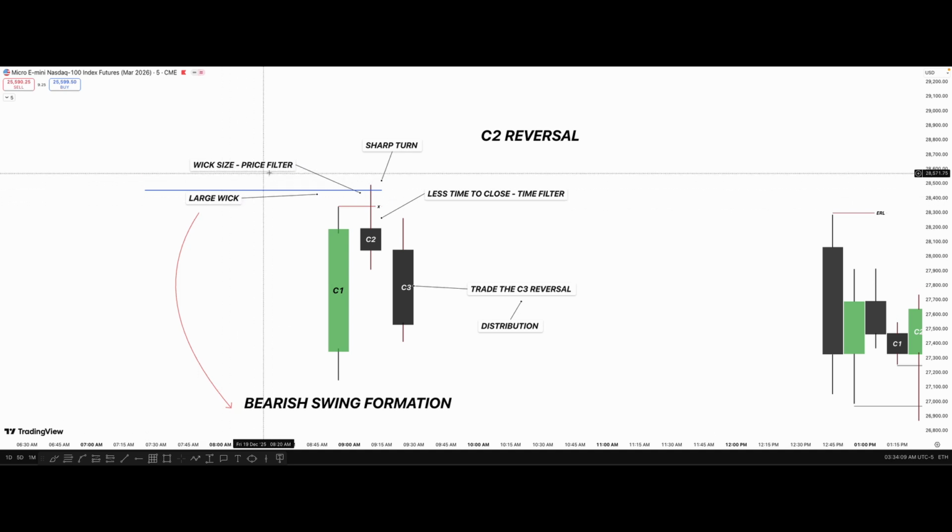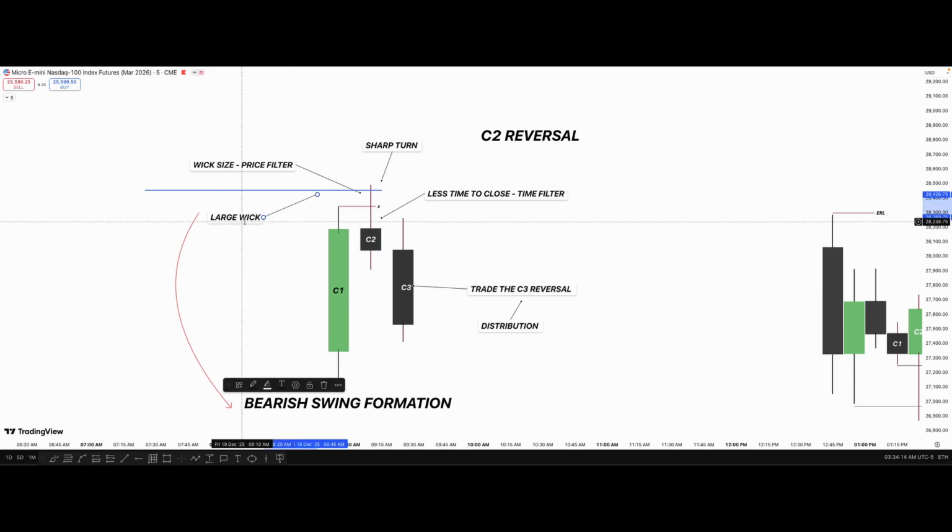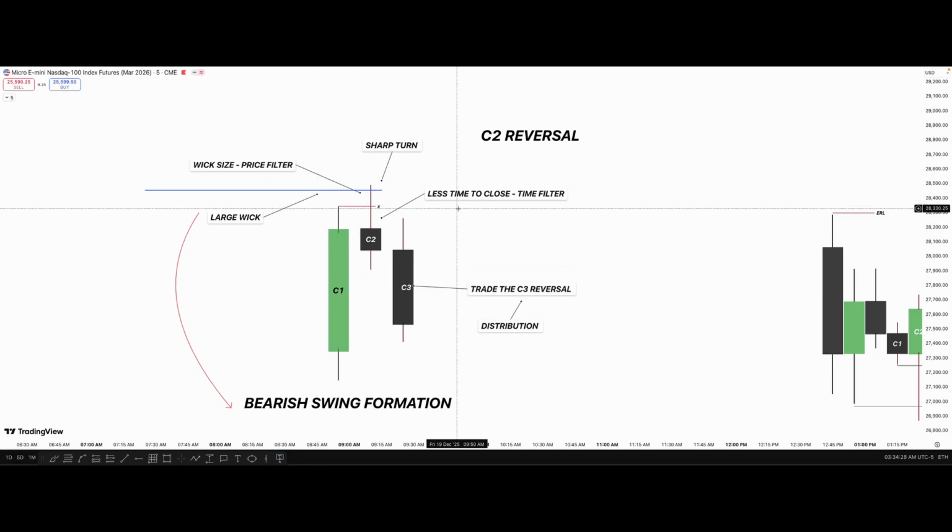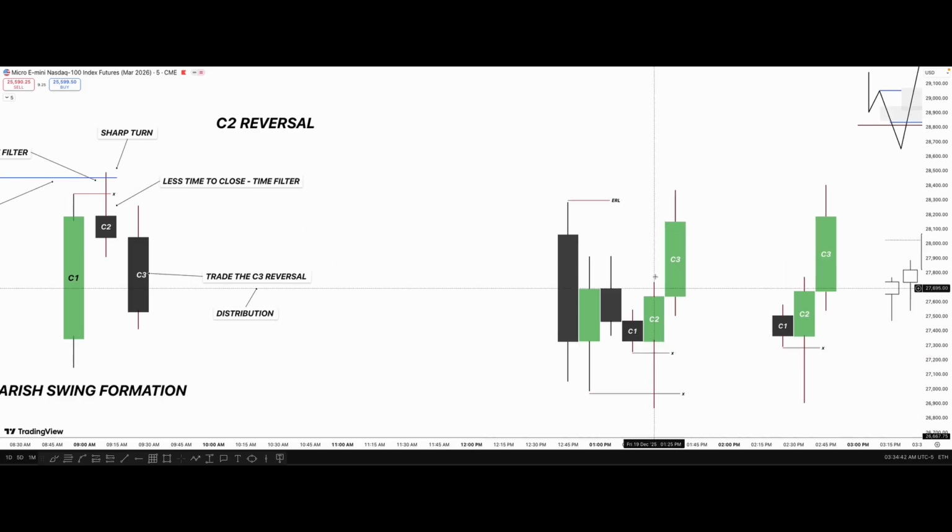Wick size means whenever you see a candle 2 reverse, there will be a very large wick. You'll see a large wick, and candle 2 will take the high of candle 1 and close below candle 1. Do you know this now? What is the next thing? The next thing is the time filter. What is the time filter? Candle 2 will have less time to close, right? And then candle 3 will open and distribute, isn't it? This is for bearish price action. Same thing is for bullish.